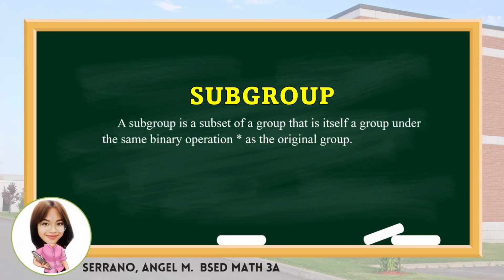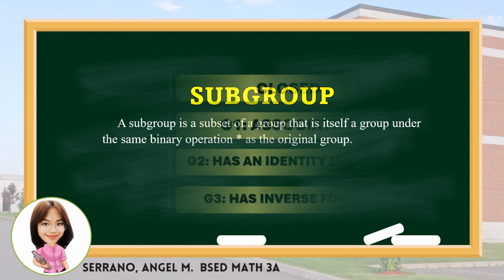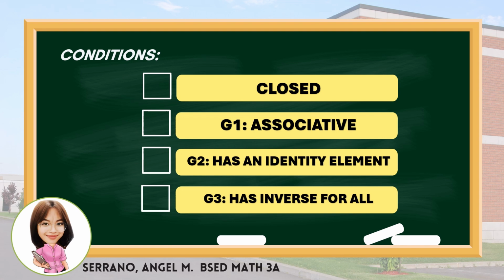To begin our presentation for today, let's define what is a subgroup. So when we say a subgroup, it is a subset of a group that is itself a group under the same binary operation star as the original group. And to determine a subgroup, the following conditions of a group must be satisfied. So first, it must be closed under the binary operation star. It must also be associative. It must have an identity element wherein the identity element of the group must be within the subgroup. And then lastly, it has an inverse for all wherein each element has their own inverse.